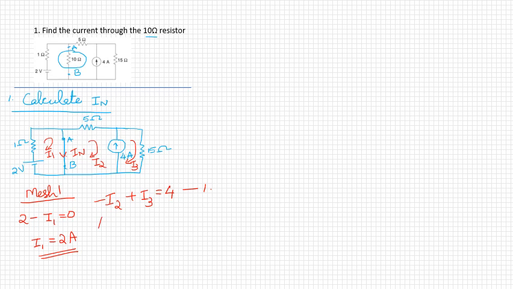Now applying KVL to the super mesh, the equation will be minus 5I2 minus 15I3 is equal to 0. This is equation number 3.